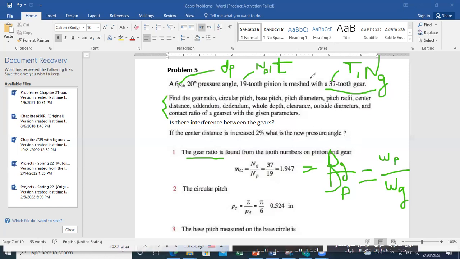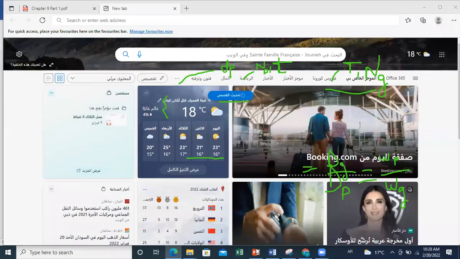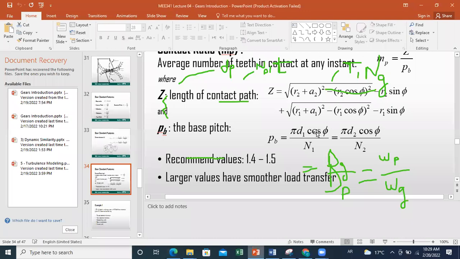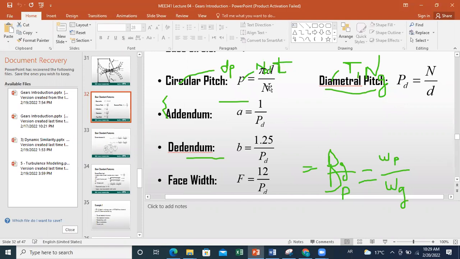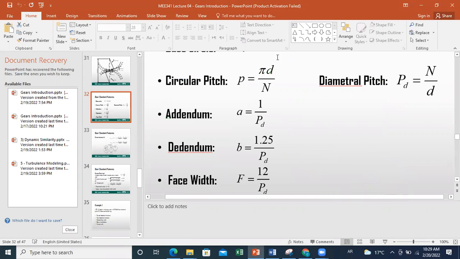Now, the second parameter here to determine is the circular pitch. The circular pitch that you can symbol by PC. If you want, let us go back to the course material here. Okay, you have also different ways of naming, so you can refer back to it. So here we call it the circular pitch P. Here for the diametral pitch we use PD. Sometimes we use DP. So it depends on the book you are using. Just be familiar with all of these.